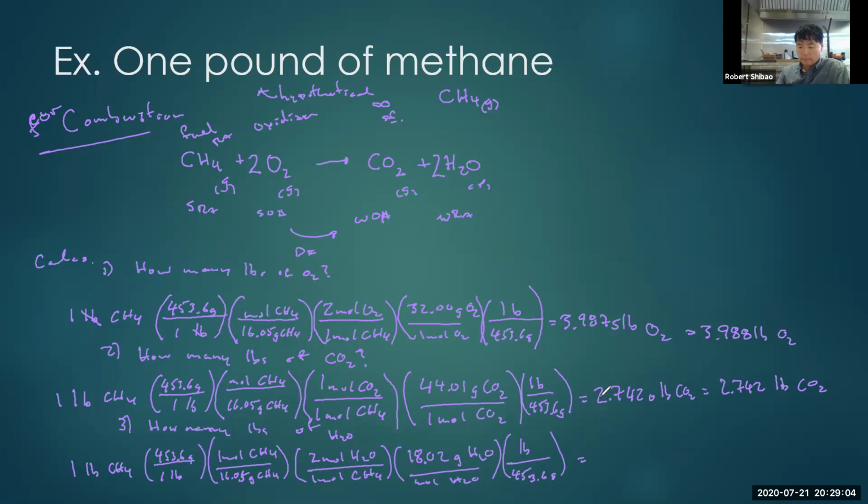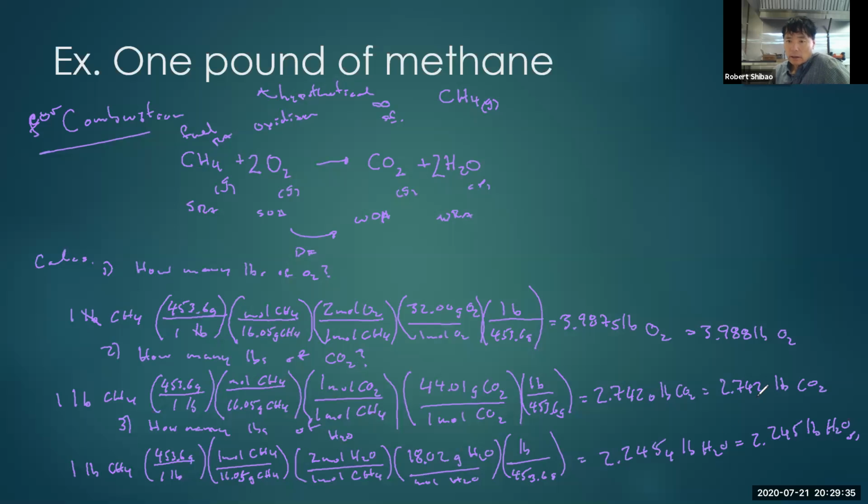I screwed that up. Try that again. 2 times 18.02 divided by 16.05. It's about 2 2/4 pounds. 2 and 2, 4, 5, 4 pounds of water, which equals 2.245 pounds of water.